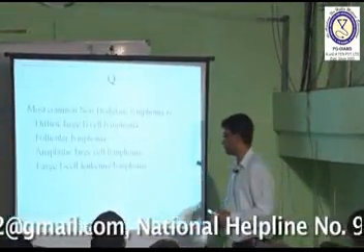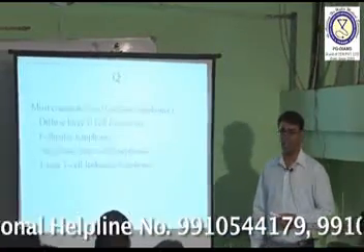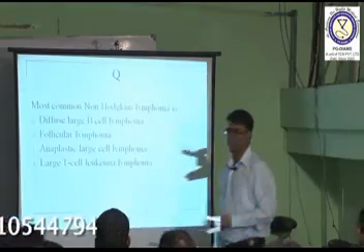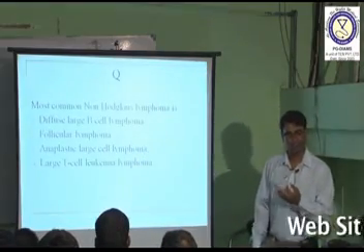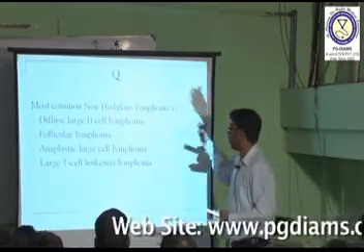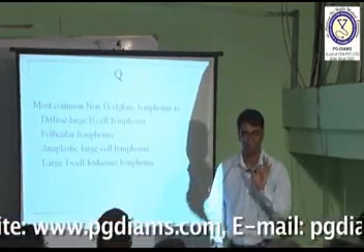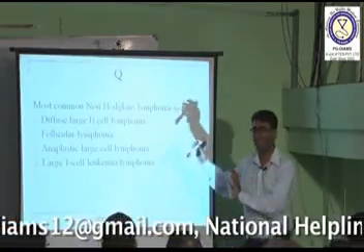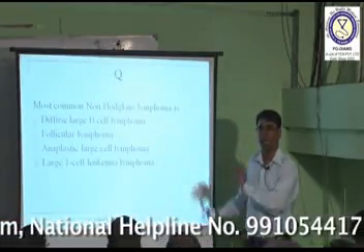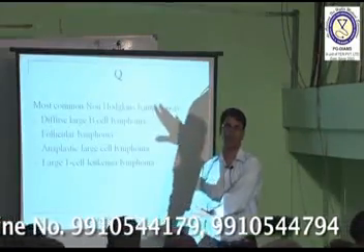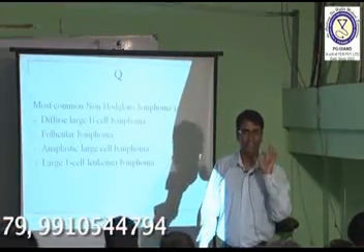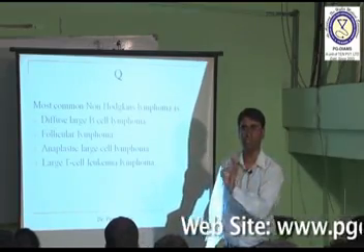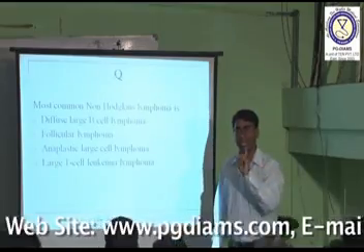Quite a simple question. Most common NHL in lymphoma? Diffuse large B-cell lymphoma. This question was also in the TND. The most common non-Hodgkin's lymphoma is diffuse large B-cell lymphoma. I told you every organ in the body has diffuse large B-cell lymphoma, DLBCL, as the most common lymphoma, except the stomach, which is maltoma. Very good. Please remember this point.